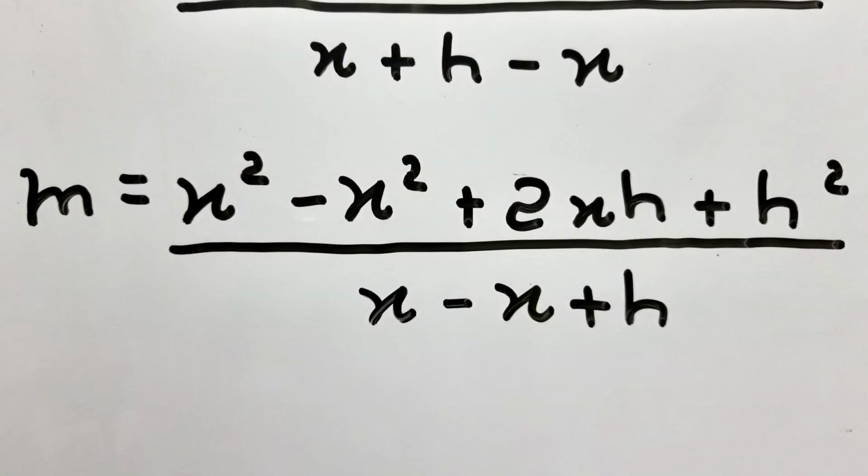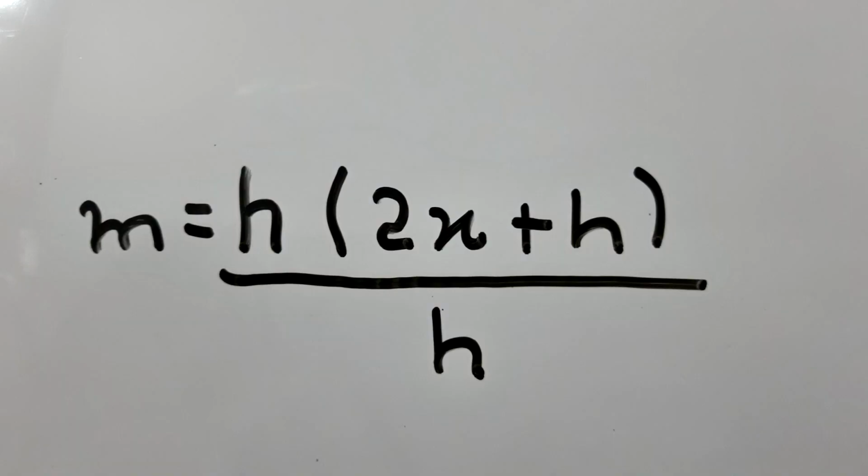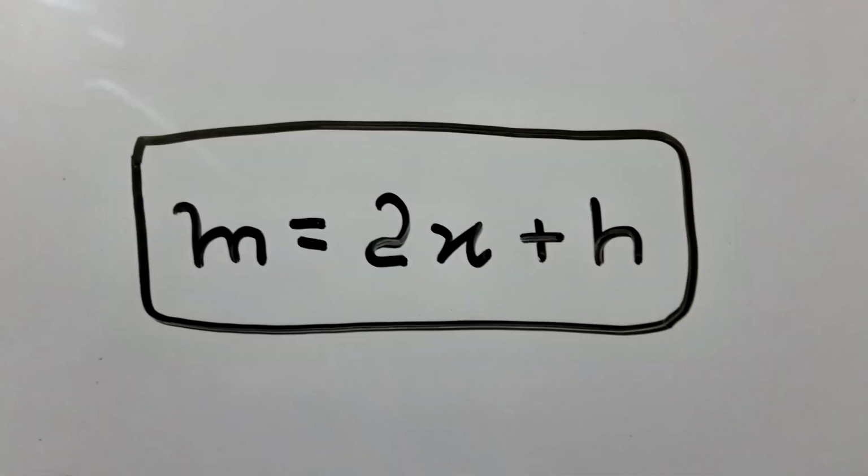Next, we bring x square and x square close together and cancel them out. After that, we are remaining with 2xh plus h square over h. We bring h common out of the numerator and then cancel it out with the denominator, by which we are left with 2x plus h as the gradient equation of the secant.